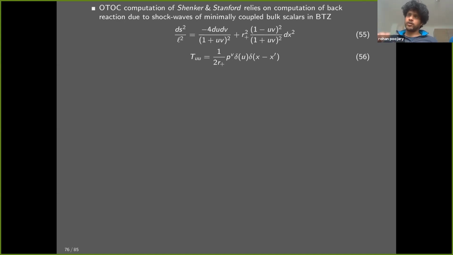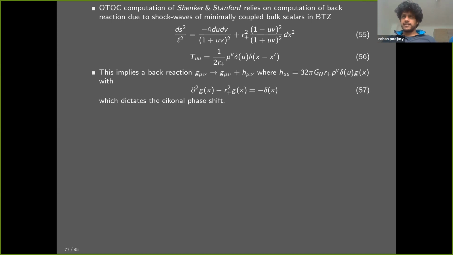In the delta function support, you also know X. This invokes a back reaction where G mu goes to G mu plus H mu, where H mu is basically again supported entirely at U equal to constant, delta U, multiplied by G of X. This G of X satisfies this linearized Einstein's equation with the delta function support. That's what 57 is. And this basically dictates the eikonal phase shift in your OTOC computation of Shenker and Stanford.